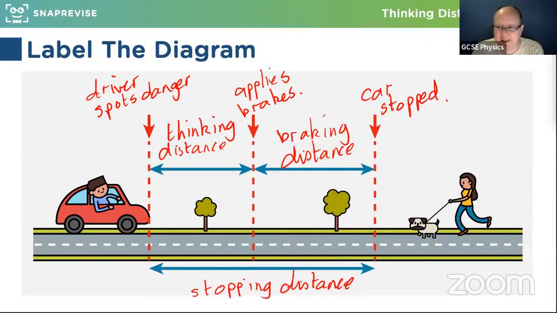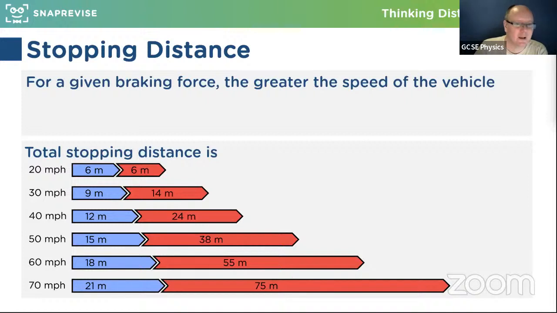Now, clearly, if the driver was inhibited by alcohol and had a longer reaction time, there is a greater chance that they would cause an accident because the thinking distance would be extended. And if the driver is driving faster and is alert, with the same reaction time, if the vehicle's faster, then the thinking distance will be longer. And the braking distance will also be longer. Not in quite the same way, but we'll come to that in just a moment. Okay, so for a given braking force, the greater the speed of the vehicle, the greater the stopping distance.